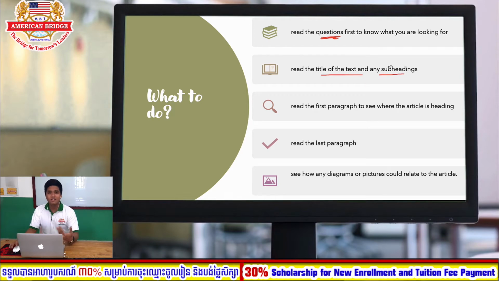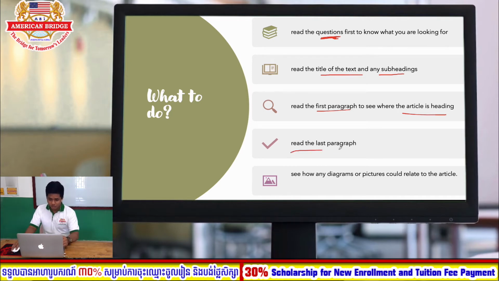By looking at the title, you know what the text is about. And then you need to read the first paragraph to see where the article or the reading passage is heading or talking about. Generally, the first paragraph is the introduction, right? And in the introduction, there will be the main idea. So you get what the passage is about already.